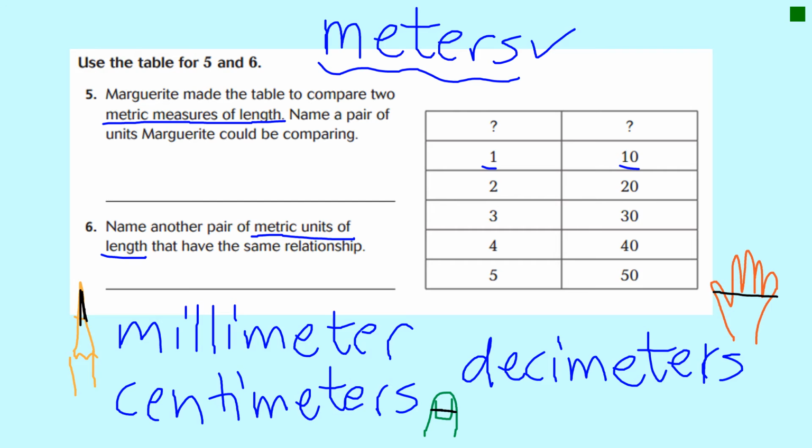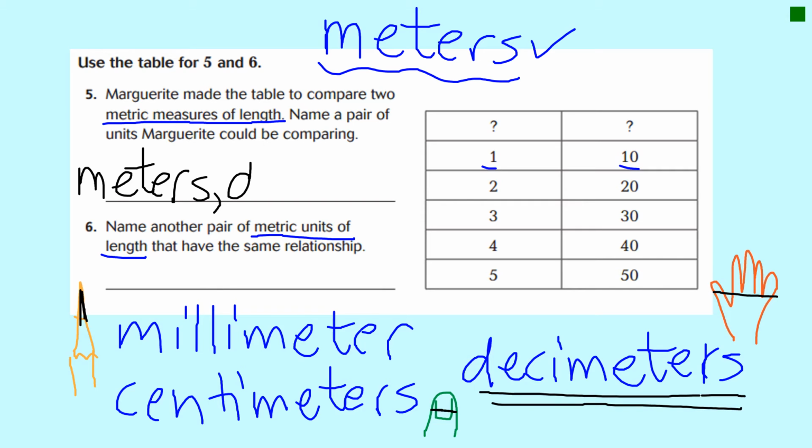All right, the first one I'm thinking about is decimeters. Okay, so I remember that I could put 10 hands across a meter stick. So one thing I could label that first column with is meters, and the second could be decimeters. Do you remember putting 10 hands across a meter stick? Okay, so 1 meter is 10 decimeters, 2 meters is 20 decimeters, and so on down the chart.